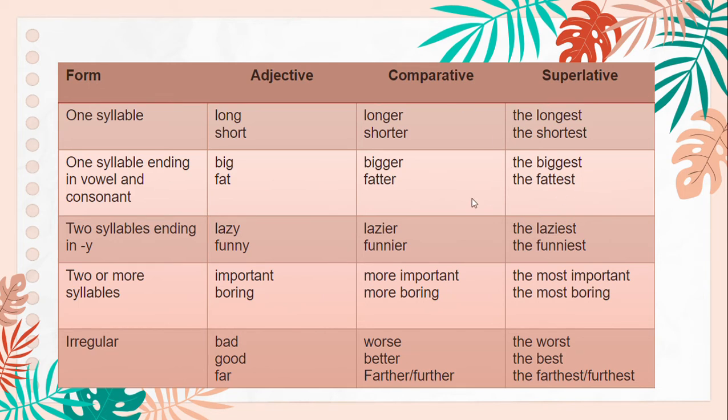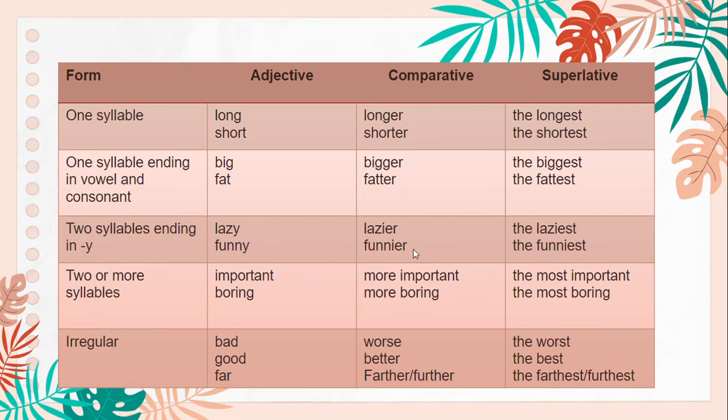Let me give you another example. The adjective wet, W-E-T, is one syllable adjective. It ends in vowel and consonant, so the comparative would be wetter, W-E-T-T-E-R, and the superlative, the wettest, W-E-T-T-E-S-T. Okay?